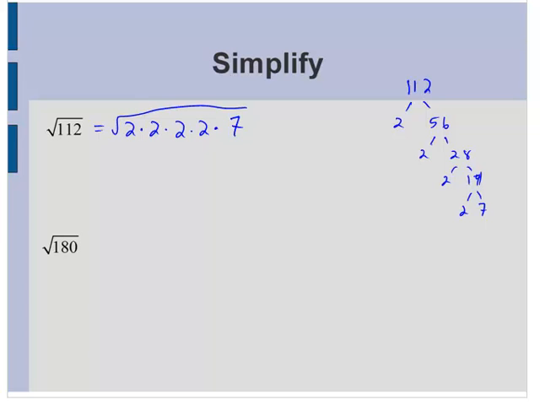All right, so now each of these pairs, I can pull out a single factor, right? The square root of 4 is 2. So that would give me a 2 times another 2 times the square root of 7, or 4 times the square root of 7.